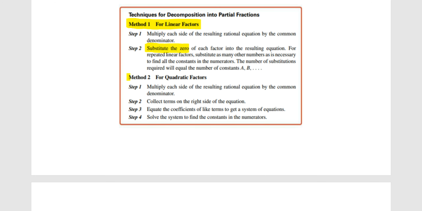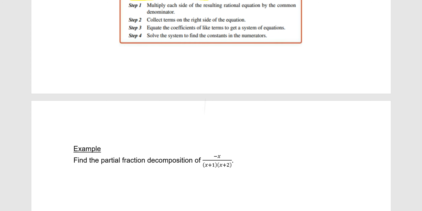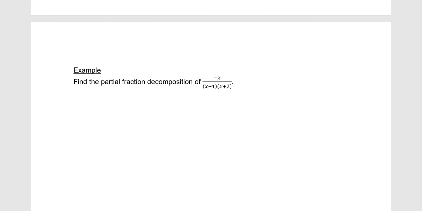Method 2 is for quadratic factors. Once again, we multiply each side of the resulting rational equation by the common denominator, get all the terms on the right side of the equation, and equate the coefficients of the like terms to get a system of equations. Okay, so let's jump into examples so we can see how this makes sense.